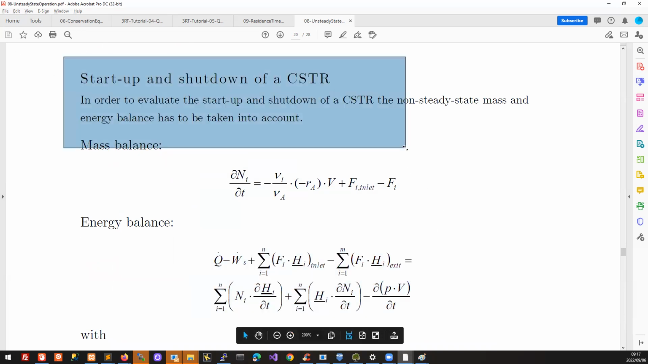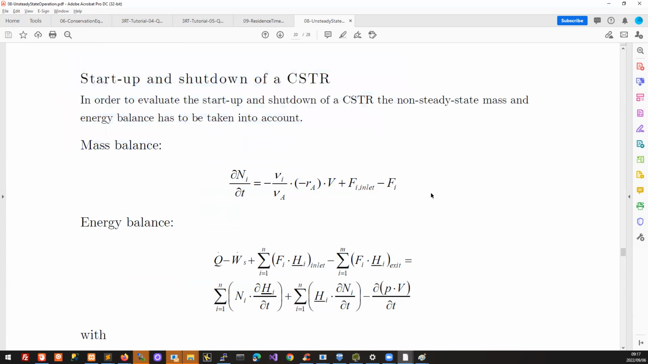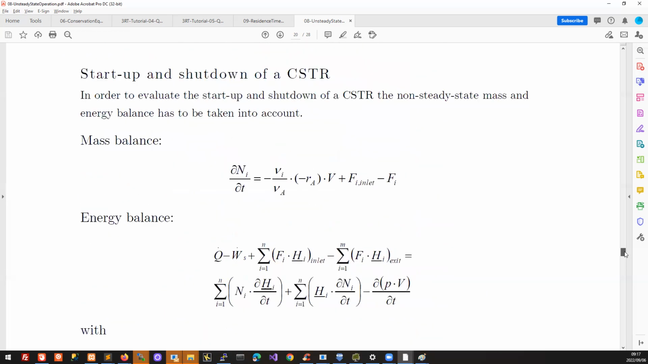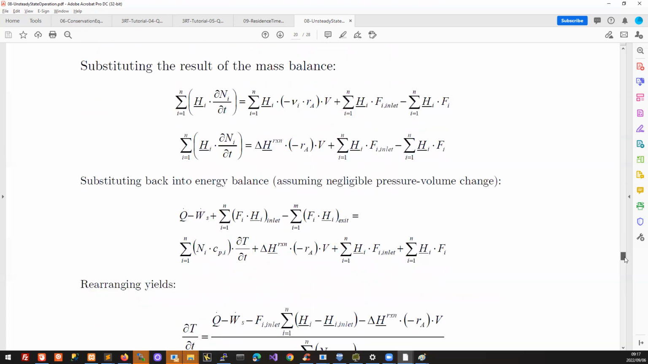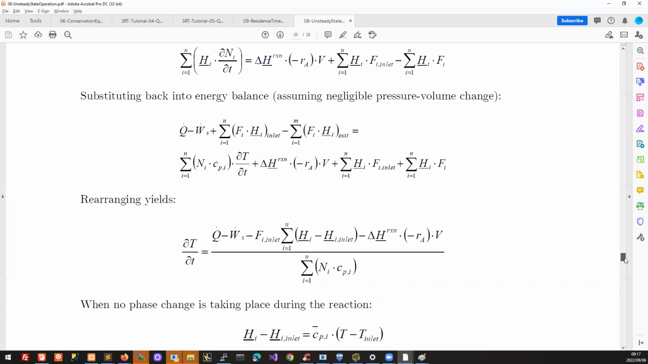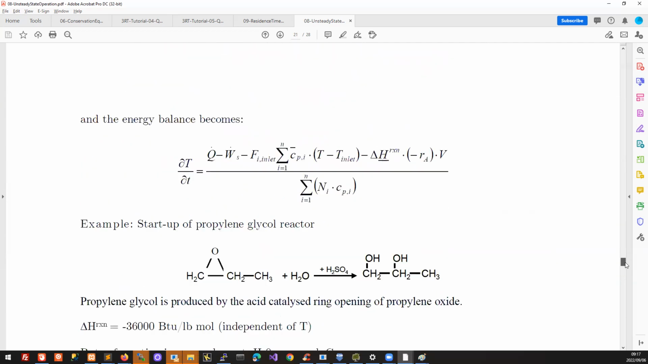And you can also simulate startup and shutdown of a CSTR. So we've been talking as if you can just run a CSTR and it will keep operating that way. But of course, in the real world, you have to start the reactor up, you have to shut it down. And so we have to model those situations. We have to be careful that we do end up in a good operating position. And so you can use the unsteady state balances to simulate the startup and shutdown.